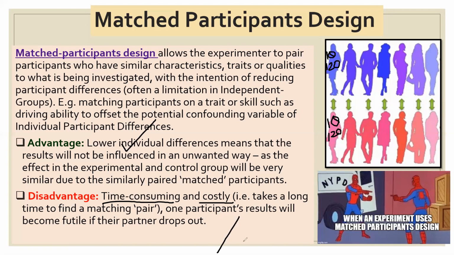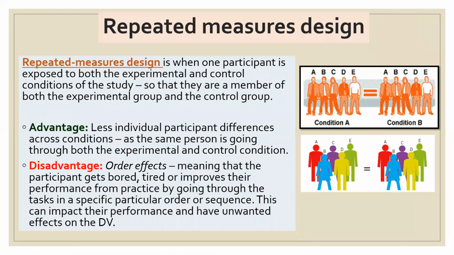That's the negative. The positives are that we are reducing individual participant differences. So guys, one thing that you can do is that the advantage for both the repeated measures and matched participants is exactly the same. It's that we're reducing individual participant differences, okay? So that's one thing you don't have to, I guess, relearn again. Okay, so those are our three designs. So just know what they are.